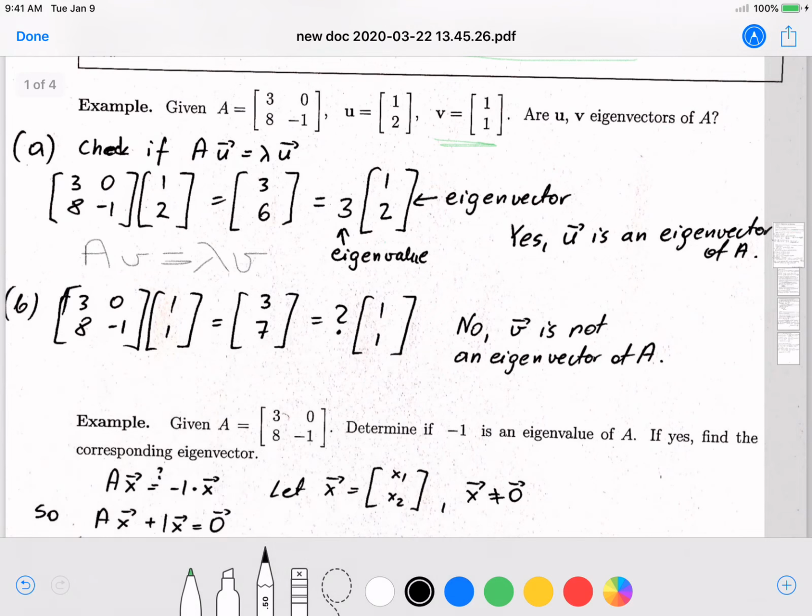So in that case, we take the matrix A and multiply it times the vector v. When I perform the multiplication, I'm getting 3 and 7. With 3 and 7, I cannot factor anything out. So there is no number that I could write times the vector itself. Therefore, I can conclude that v is not an eigenvector of A.